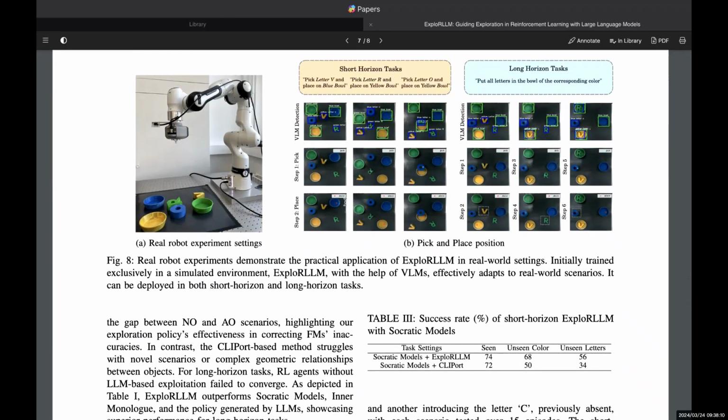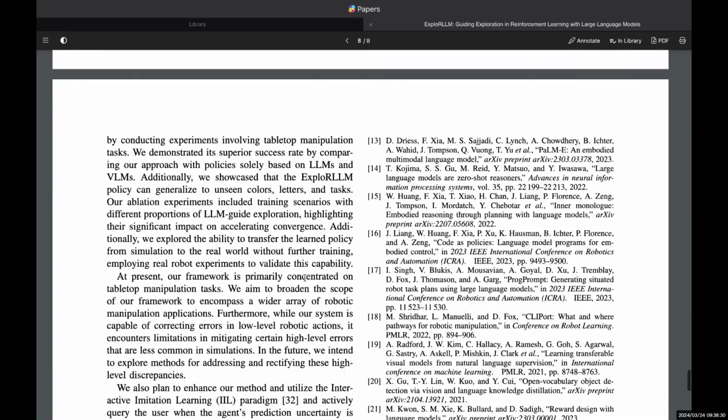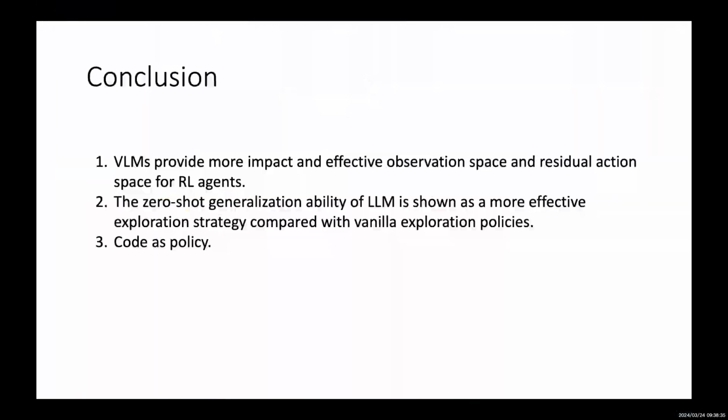And in this paper, the authors also provide some results for the real robot experiment. You can find more interesting findings in this paper if you read it in detail. Okay, that's the overall paper reading for this paper. Now let's conclude this paper.